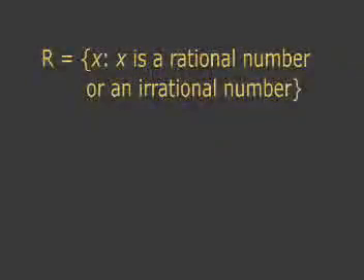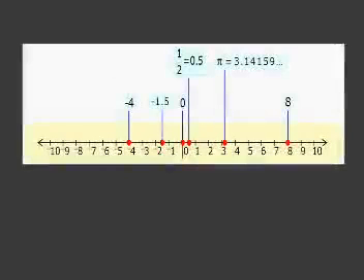Since both rational and irrational numbers make up the number line, we include both sets in the set of real numbers. The set of real numbers, denoted by R, is described as the union of the sets of rational and irrational numbers. Here, we include the irrational numbers like pi.